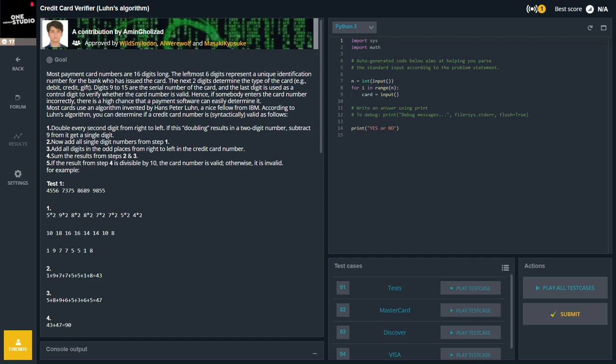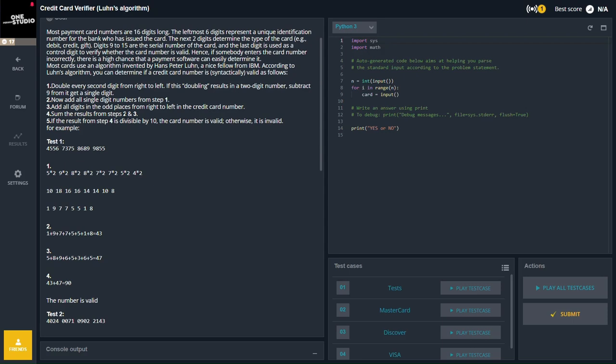3. Add all digits in the odd places from right to left in the credit card number. 4. Sum the results from steps 2 and 3. 5. If the result from step 4 is divisible by 10, the card number is valid, otherwise it is invalid.